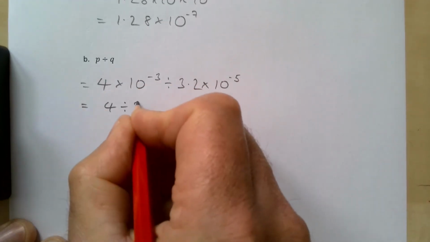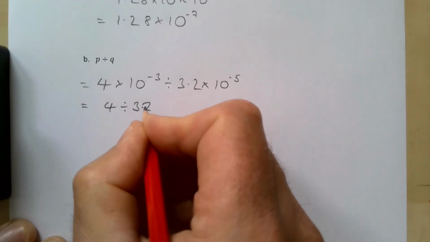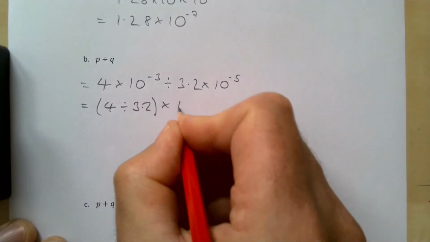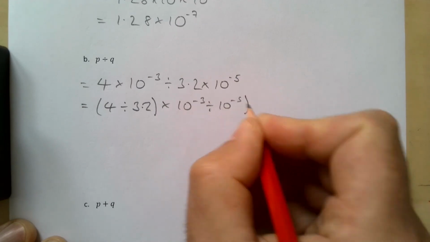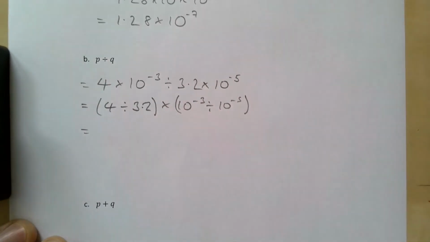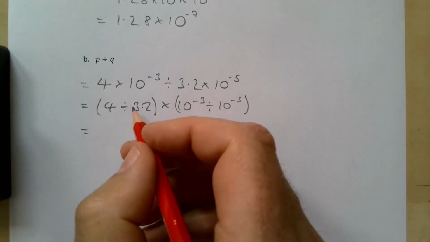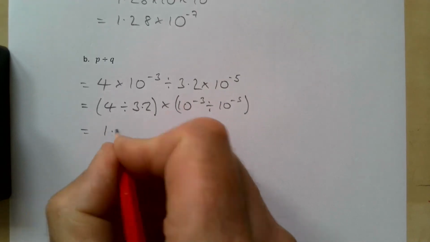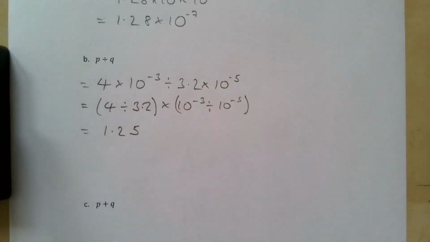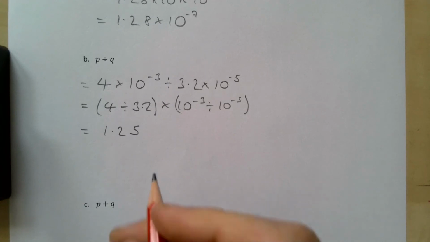4 divided by 3.2 multiplied by 10 to the power minus 3 divided by 10 to the power minus 5. 4 divided by 3.2. Again, you can do a couple of different bits and pieces. You can do your calculations over there, but it gives us 4 divided by 3.2. It's going to be 1 1/4. So we have 1.25, which luckily in this case, as you know, is in standard form already.